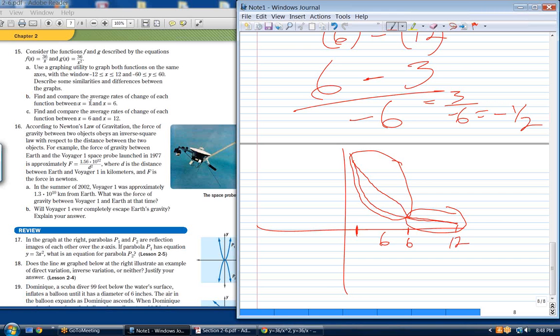Y changes much faster when you go from 1 to 6 than it does when you go from 6 to 12, is what they're basically saying. Right. All right.